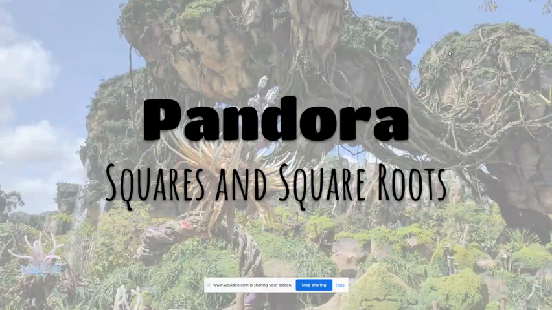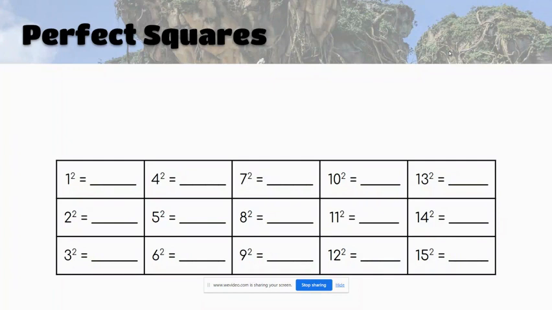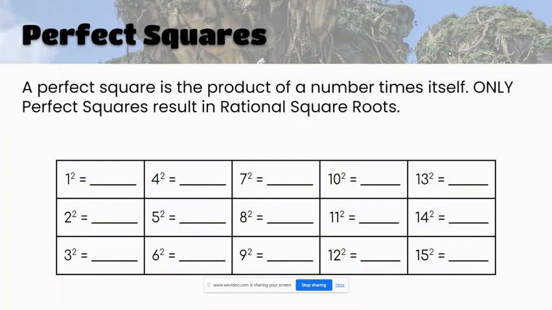And talk about squares and square roots. So here we're going to start by creating a list of perfect squares. A perfect square is the product of a number times itself. So anytime I multiply a number times itself, the answer is a perfect square.